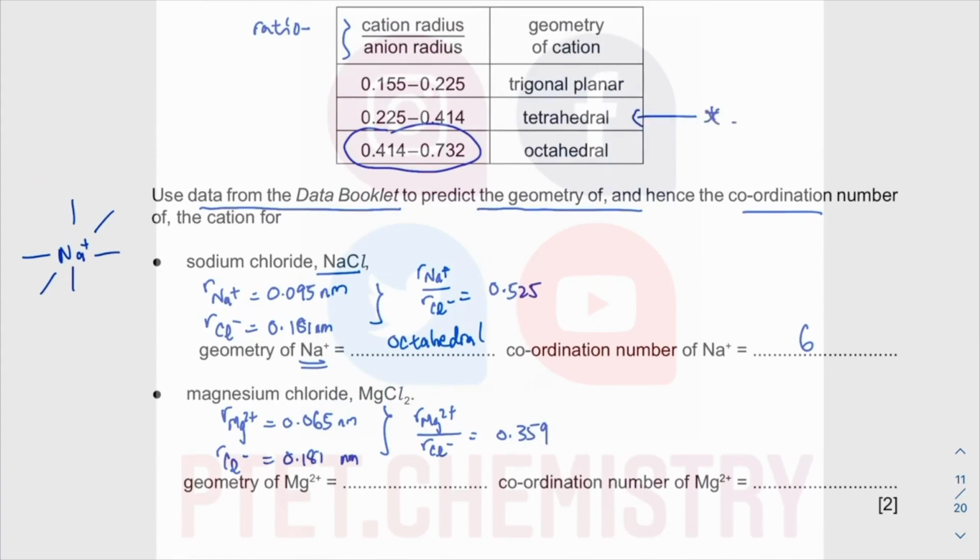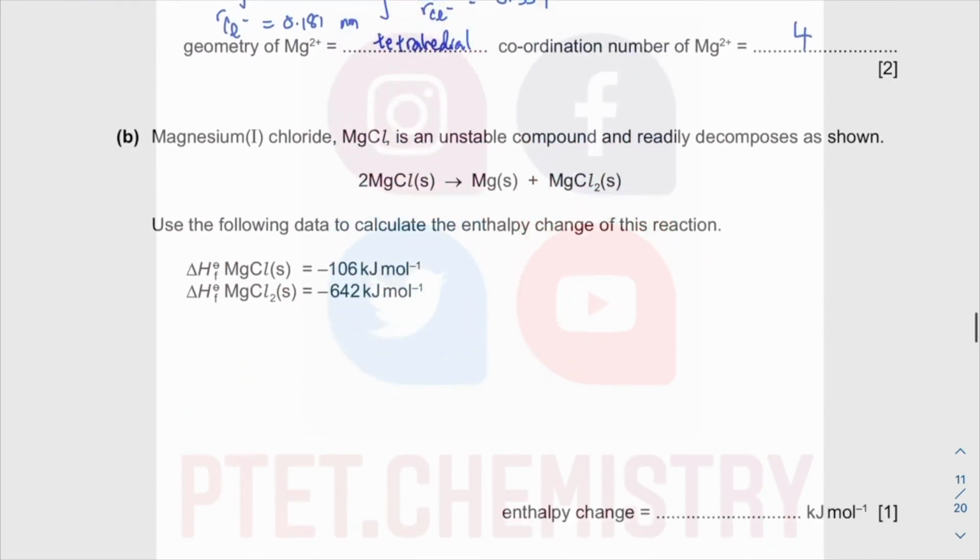0.359 falls into that category there. So that is tetrahedral. And you know, in a tetrahedral environment, you have 4 things bonded to you. So pretty straightforward there.